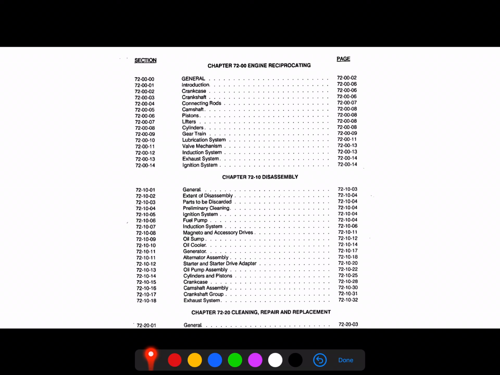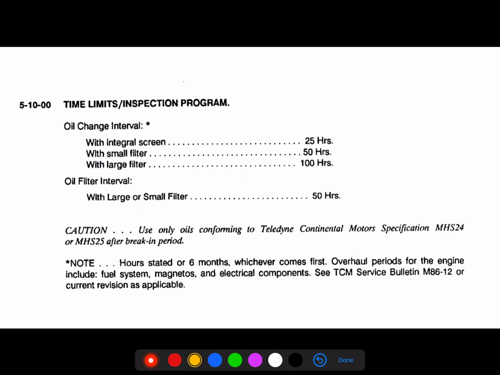So what we're going to be looking in right now is the general section under section 72, page 72-00-02. As we jump over to that, one thing we'll see along the way that is also useful is the information is not always stored all together. So in this case, you can see that we're actually up in section 5, and this is where we find our information for inspection intervals and timeout limits, which oddly enough gives us the information we need here for oil change intervals and our oil filter intervals, depending on the different style of filter we're using.